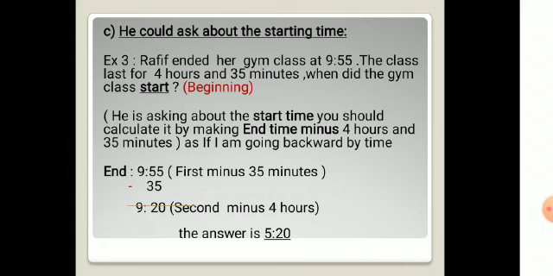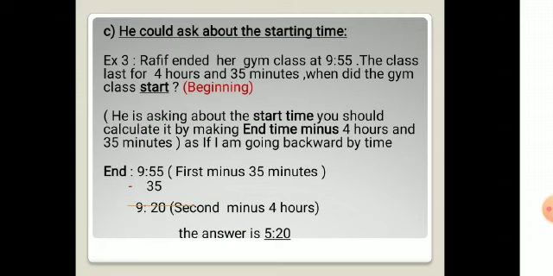As if I'm going backward by time. As if on the clock, I'm going backward, steps backward, because I'm making minus. So I have to put first 9:55, which is the ending time, minus the duration. What's the duration? 4 hours and 35 minutes. So should I put 4 hours and 35 minutes? No, we learned before that I should first subtract the minutes, then subtract the hours. So I have to subtract 35 minutes from 55. 55 minus 35, 20. 9 will be as it is, so my time is 9:20.